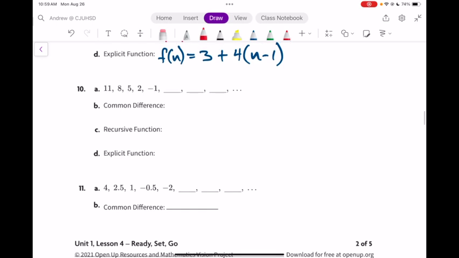Number 10, the common difference is we're going down by 3. Now, there's a sure way to figure out what the common difference is. If you take any number in the sequence other than the first one, and you subtract the one that came before it, you will get the common difference. So you see 8 minus 11, also 5 minus 8, also 2 minus 5, and so on and so on and so on.